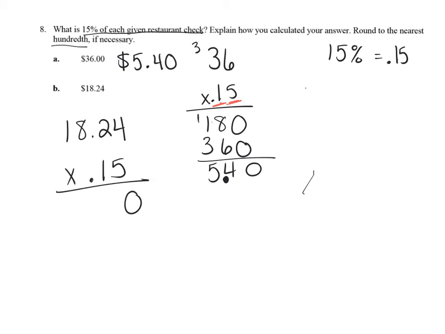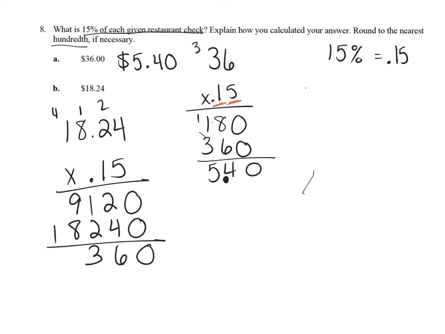So we have 20, carry the 2, 10 plus the 2 is 12. Carry your 1, 5 times 8 is 41. Carry the 4, and 5 times 1 is 5 plus the 4 is 9. Placeholder, 1 times 4, 1 times 2, 1 times 8, 1 times 1. Then we can add this, and you get this number.